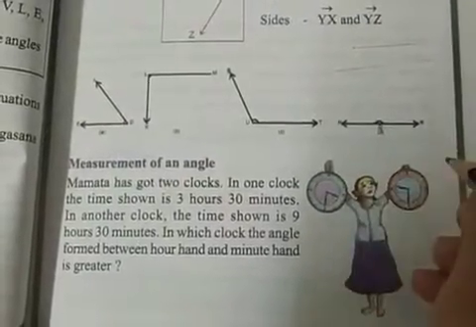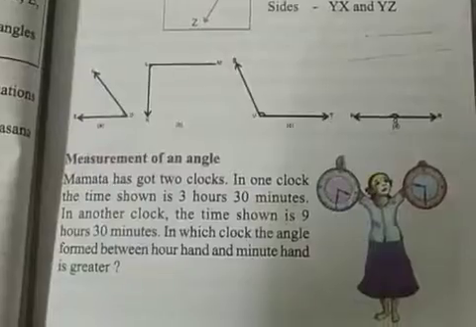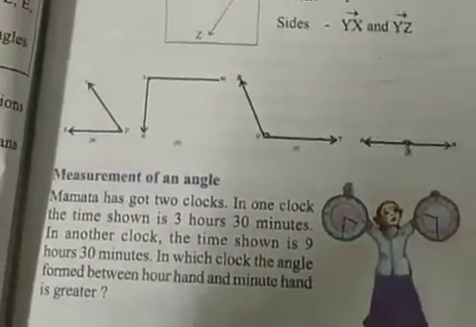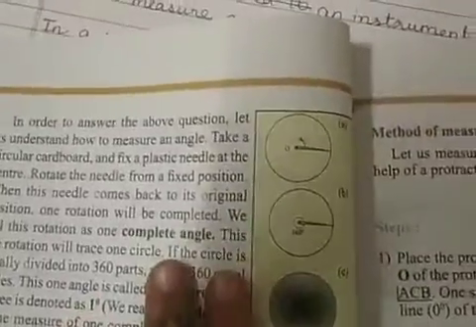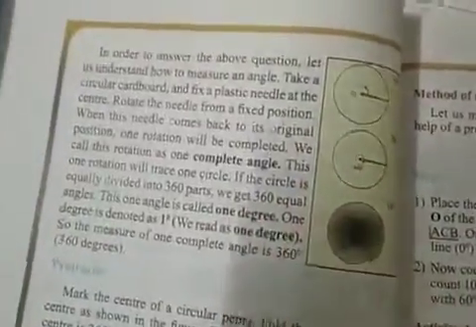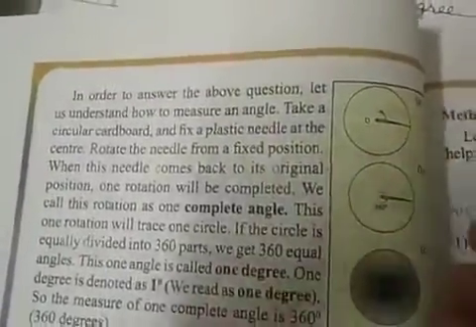To find this out, we have something called a degree. To measure this angle, we have the degree, and let us see what this degree measure is.